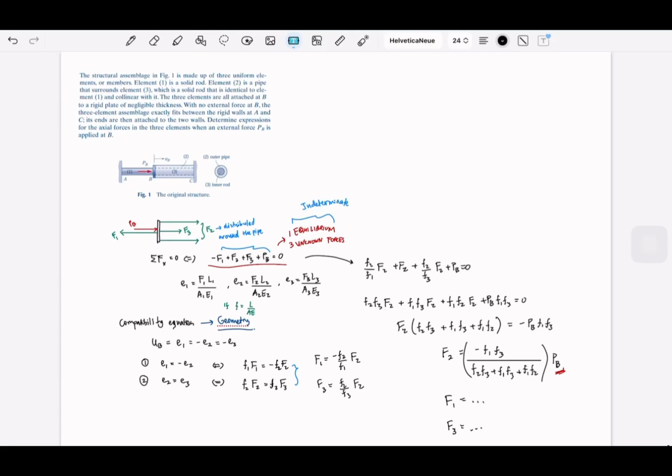I will finish chapter 3. I think one more section and several examples. And if we have time, we can go for chapter 4, which is the torsion.